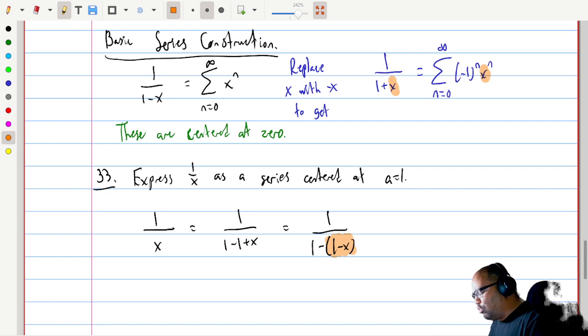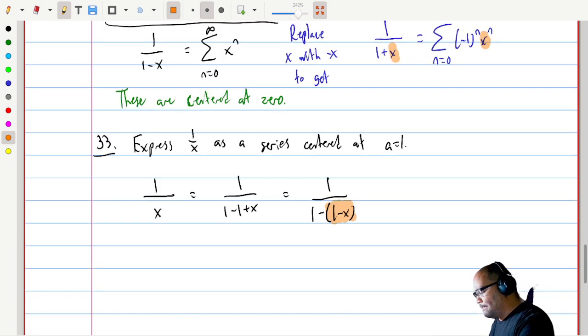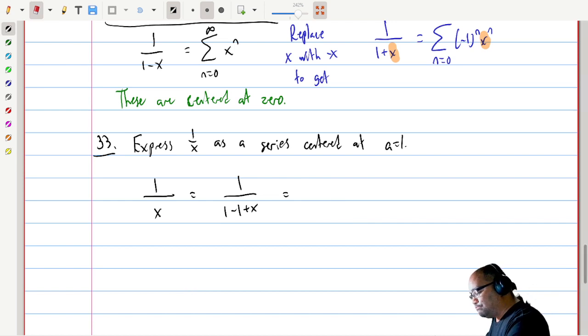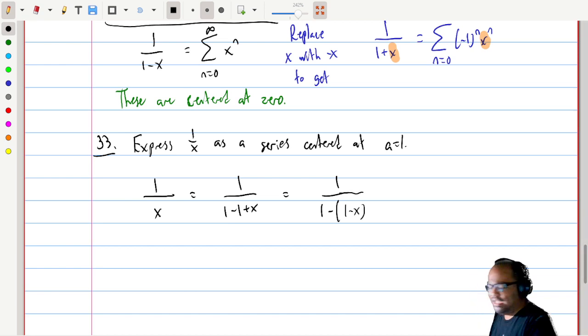Okay, and actually, I'm not quite a fan of this look here. So what I'll actually do is the following. I'll go ahead and write it like this instead. 1 over 1 minus, let's see here. I mean, I guess that works. And I'm just going to use that geometric series trick here.